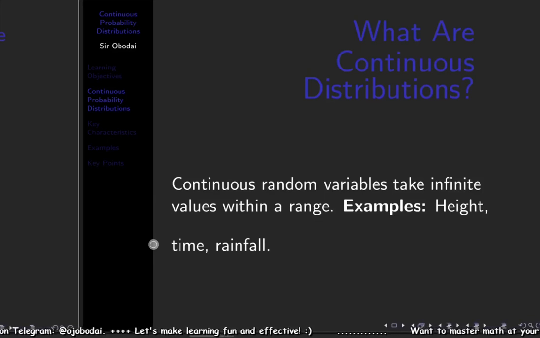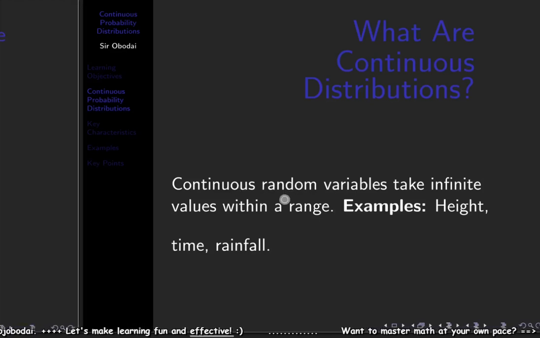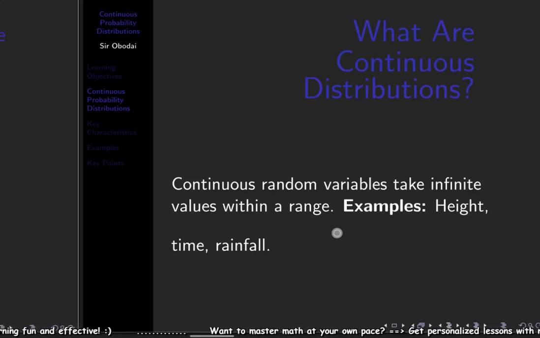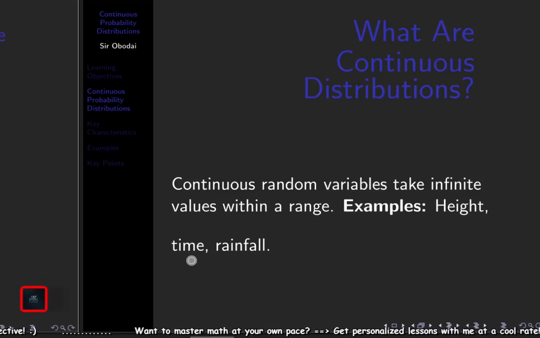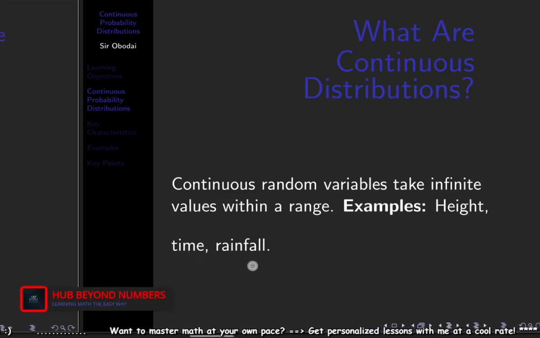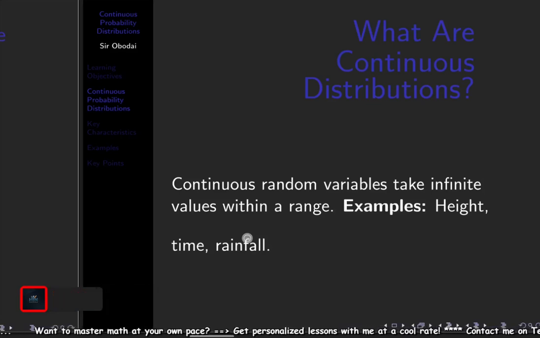So what are continuous probability distributions? First of all, we said they are random variables that take infinite values within a range. They take infinite values within a range. And we said they are variables that are usually measured, not counted. Examples are the height of people within a particular region, the time it takes to complete a task, and the amount of rain in a city. All these are modeled with continuous distributions because they take values within a range.